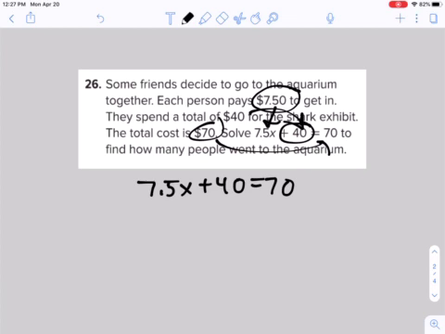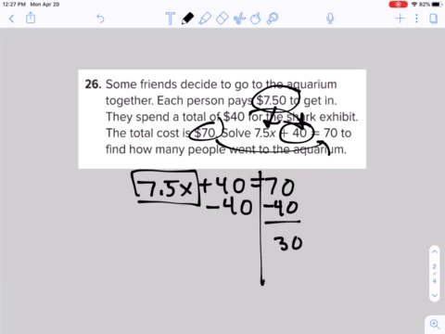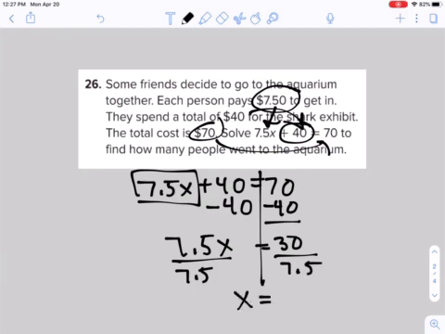Well, we're going to start by trying to get this 7.5x by itself. We're going to do that by subtracting 40. So you always do the opposite. All right, so 70 minus 40 gives me 30. And then this gives me 7.5x. Again, I should get a whole number for my answer, right? I should get an integer answer, and it should be positive because we're talking about people. So I'm going to divide 7.5x by 7.5 to get x by itself. And if I do that, put it into a calculator, indeed, I do get a whole number. I get 4. So 4 people went to the aquarium.